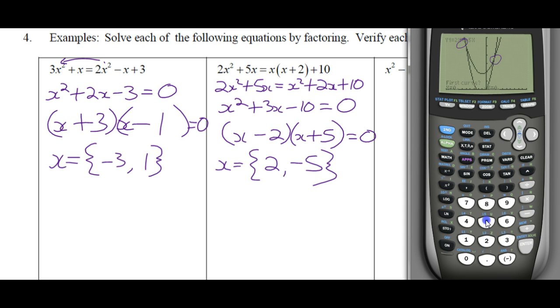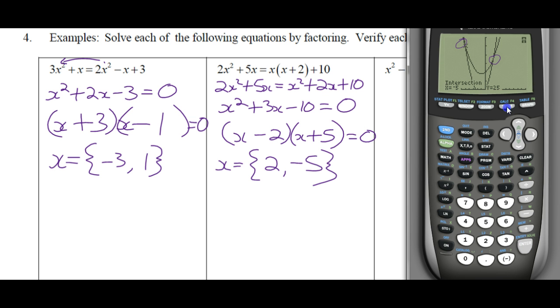Second calc, intersect. Move, I want to move to x is negative 5, so moving along here. About negative 5, close enough. Negative 5, second calc, intersect. Move, I want to move till x is positive 2, because I know what the answers are. At least I think I know what the answers are. Close enough. 1, 2, 3. Positive 2, right? There. Verification.